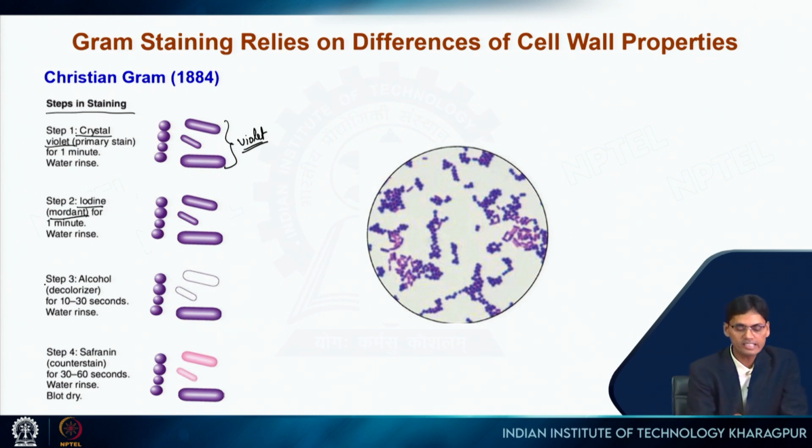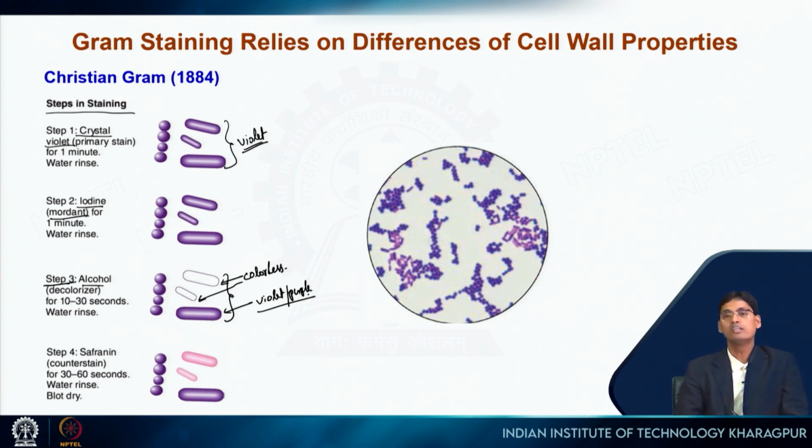And then in step 3, we wash those bacteria with alcohol for decolorization. As you can see now, some bacteria are colorless, but these bacteria are still violet or purple in color. After this step, we add a counterstain, safranin, which is a pink color. And as you can see, those colorless bacteria are now pink in color.